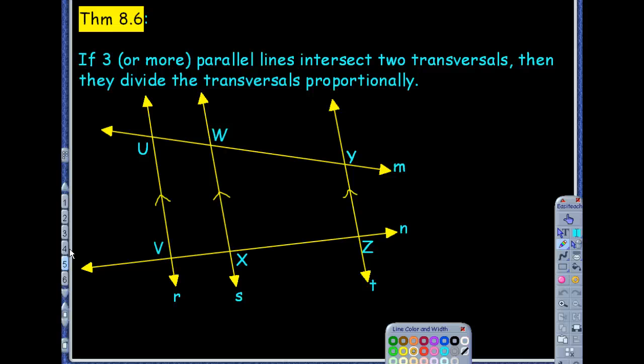So this theorem, notice even the picture. It says if 3 or more parallel lines intersect 2 transversals. In this picture, I have 1, 2, 3 parallel lines intersecting the 2 transversals, which are M and N. Okay? So that's what you're starting with. Then they... What's the they? The parallel lines. Sorry guys, it's freezing on me. Divide the transversals proportionally. Okay, well this kind of sounds like the triangle proportionality theorem.